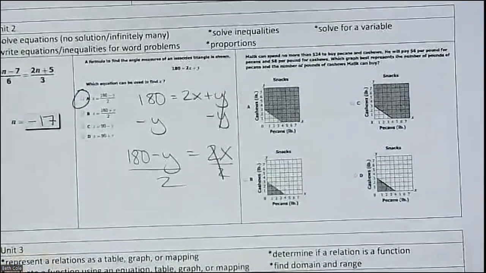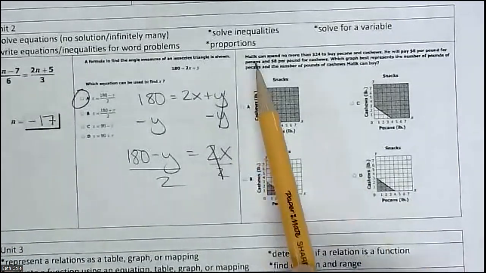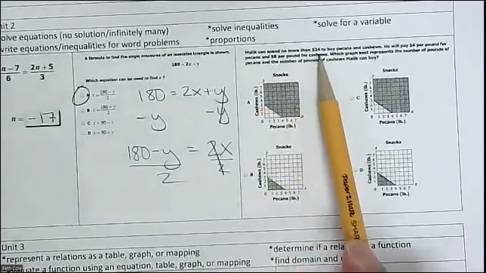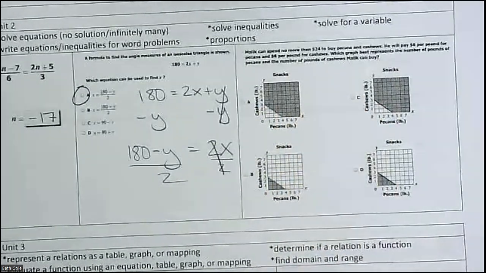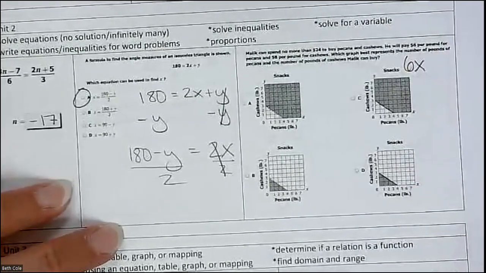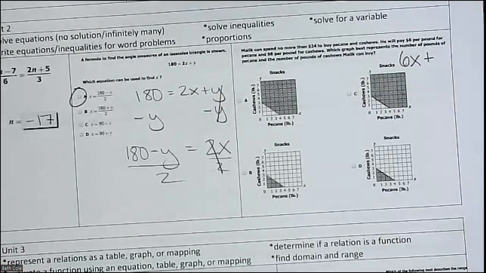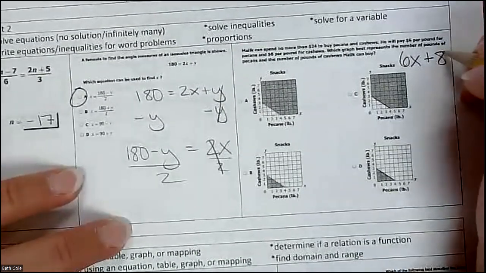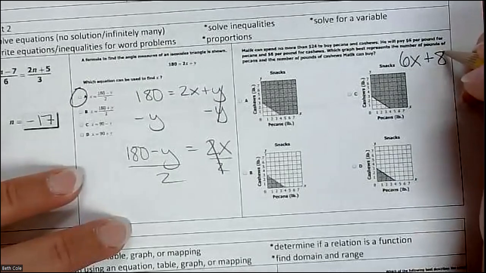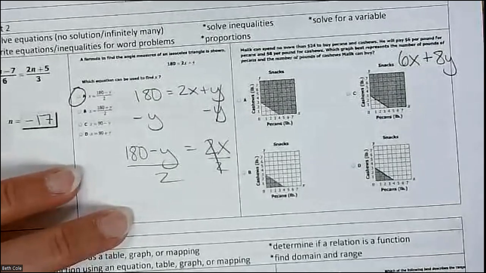All right, here, these all look relatively the same except for where they're shaded. I will read you the story. Malik can spend no more than $24 to buy pecans and cashews. He pays $6 for pecans. All right, that's going to be 6x. Plus, how much does he pay for cashews? 8. So plus 8y.